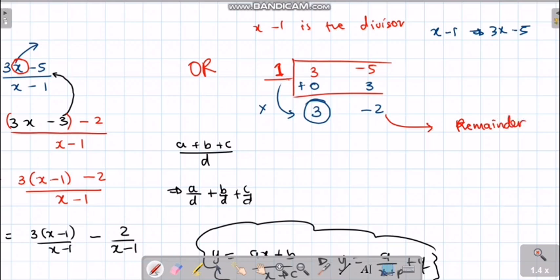Remainder negative 2. Therefore, our k of x is the same as, it goes into 3x minus 5, 3 times, remainder negative 2 over x minus 1. Therefore, our asymptotes are x equals 1, and the other one, y equals 3. Okay. So now let me try and add 2 more questions.